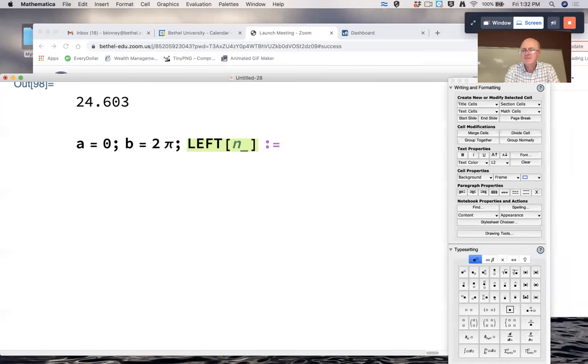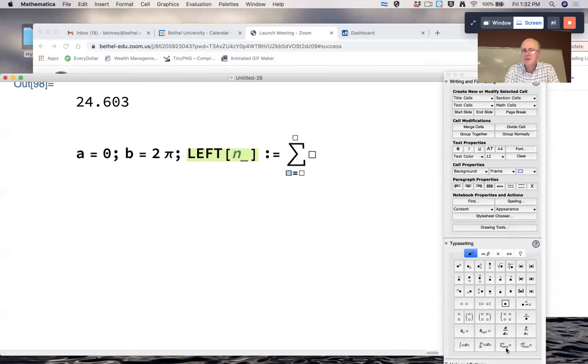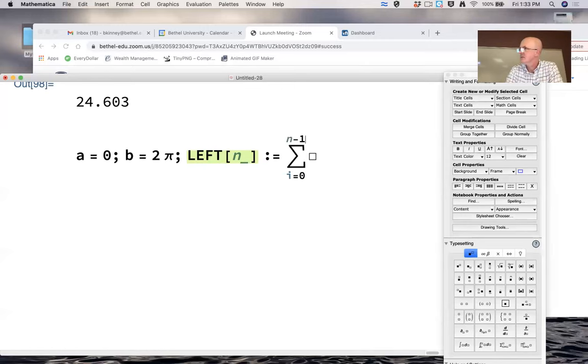Summation button down here. With the left-hand sum, i goes from 0 to n minus 1. The function we're integrating is not called f. F was the x coordinate of the motion. That was the cosine of 5t, but that's not what we're integrating. We're integrating the speed. Speed is the function.